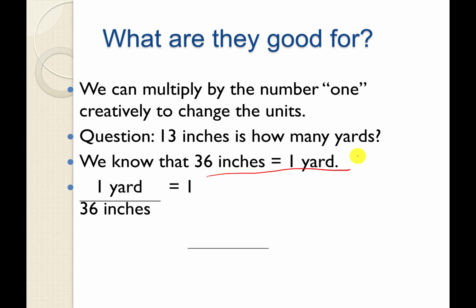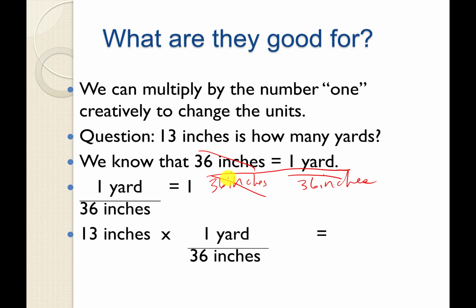All right, so here's what we do. Then we create a conversion factor. Okay, 1 yard divided by 36 inches equals 1. If you're wondering how that works, it's the same thing we've been talking about. We divide both sides by 36 inches. And then, of course, those will cancel out, and we'll get 1 yard over 36 inches equals 1.